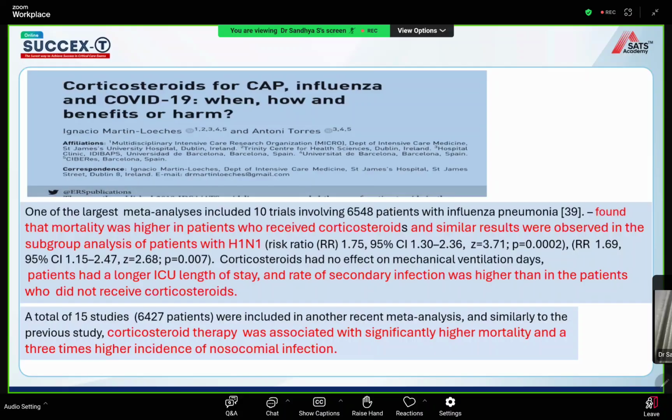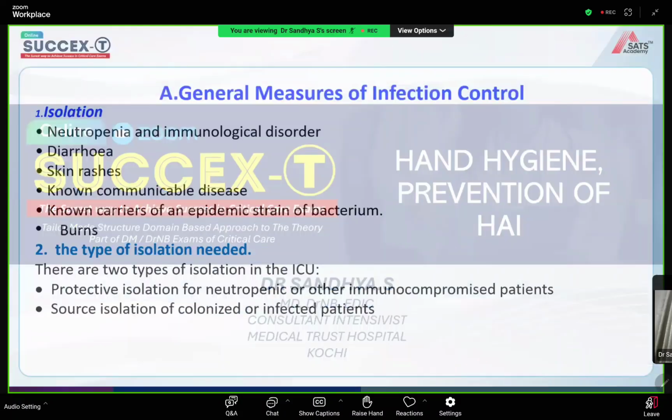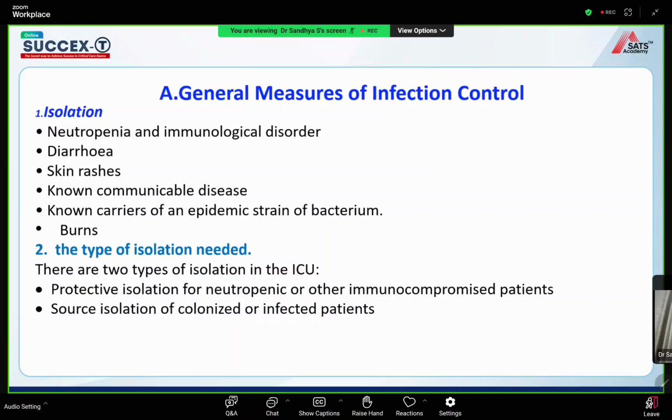But whenever you are asked to write about management of ARDS, make sure that you don't miss out the basic ARDS management. Okay, the last topic for today will be hand hygiene and prevention of hospital-acquired infection. Again, most of this is based on a wonderful article by ISCCM. It's again a position paper on infection control. So what should we do for infection control? That can be categorized into 5 subheadings.